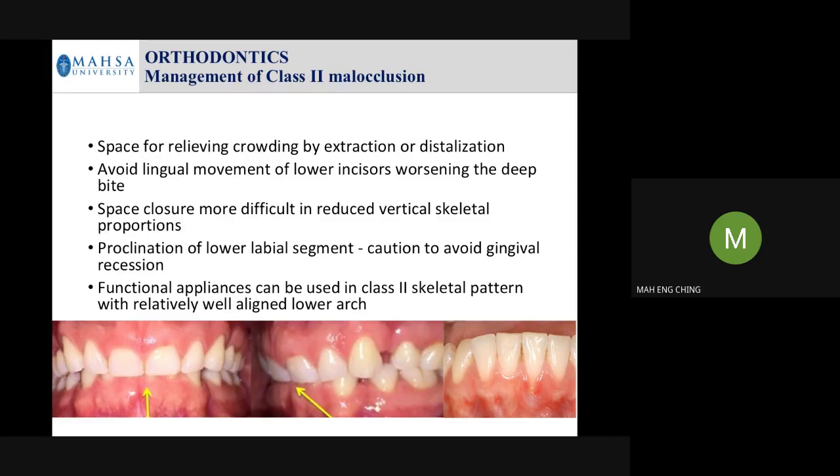Functional appliances can be used in a Class 2 skeletal pattern with a relatively well-aligned lower arch. If they have well-aligned upper and lower arches and just have the upper incisors sticking out, you can use what we call a functional appliance to reduce the overjet. This can only be done when you correct the upper and lower incisor angle. It means you push the upper incisor forward, thereby increasing the overjet, then you can use a functional appliance to push the upper incisor backward again.